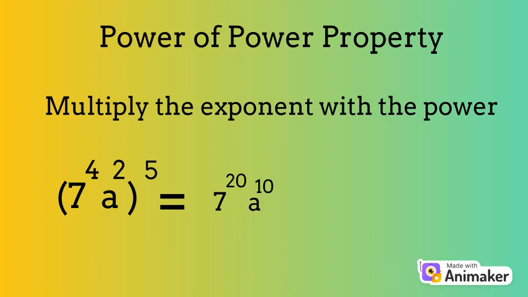The power of a power property is when there's an exponent on the inside with parentheses, and on the outside is a separate power. When that happens, you need to multiply the exponent and then the power. In this example, you can see it says 7 to the 4 and 8 to the second inside the parentheses, with the power of 5 on the outside. So it will be 7 to the power of 28 and 8 to the power of 10.